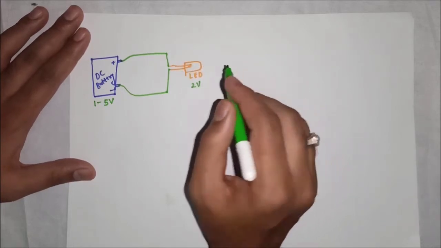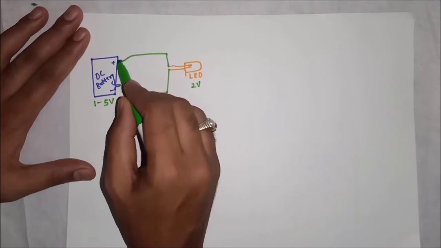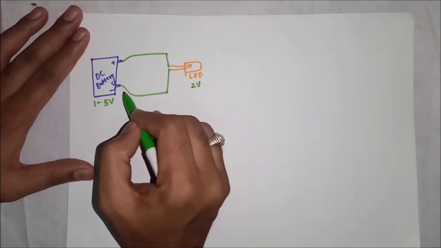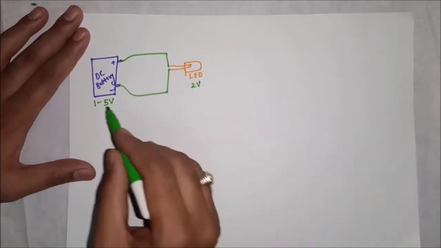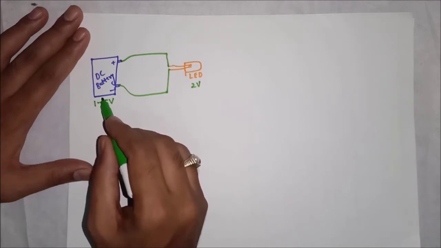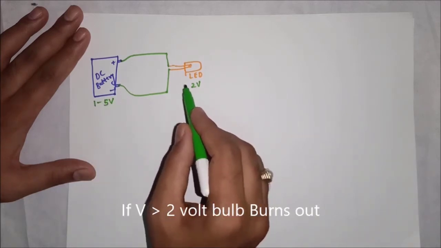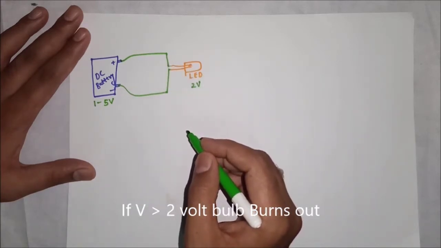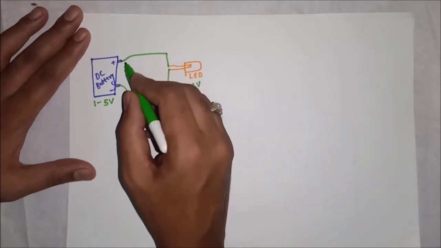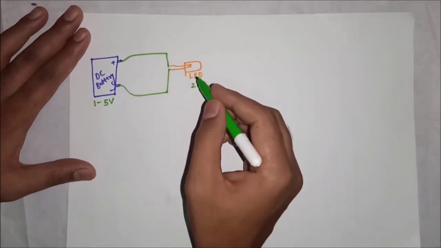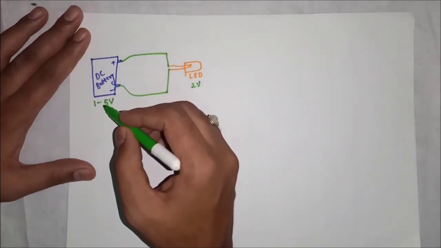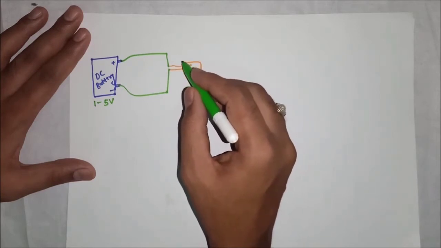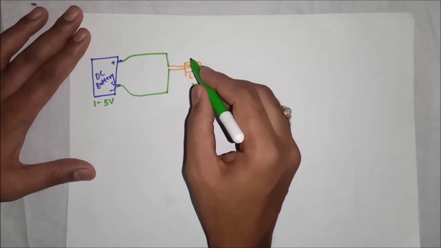Now what to do? The current is coming from the positive terminal of the battery and goes into the LED, and the LED glows properly. But if the voltage increases more than 2 volt, high current is passing through it, so it burns out. Then what to do? If the current increases more than the required current, that particular current I have to remove. It doesn't flow. I don't want to pass the current into the LED.